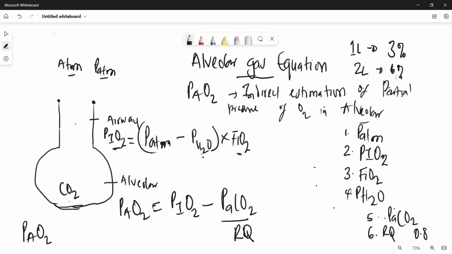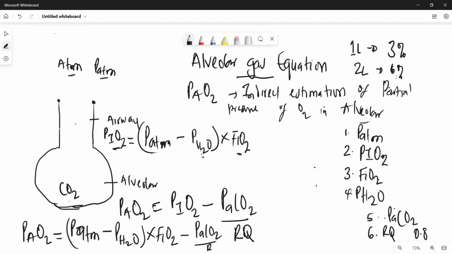And so if we want to expatiate our formula, we can say our capital PAO2, which is the partial pressure of oxygen in the alveolar, will be equal to atmospheric pressure, or barometric pressure, minus the water vapor pressure, in brackets, multiplied by our FiO2, minus PaCO2 divided by the respiratory quotient. So this is basically our alveolar gas equation.